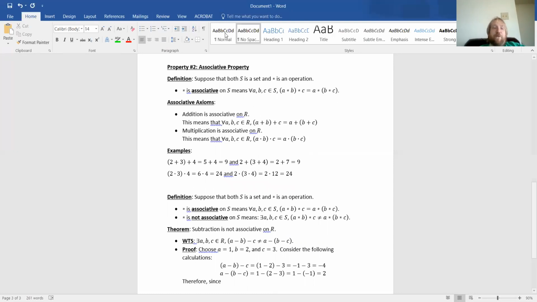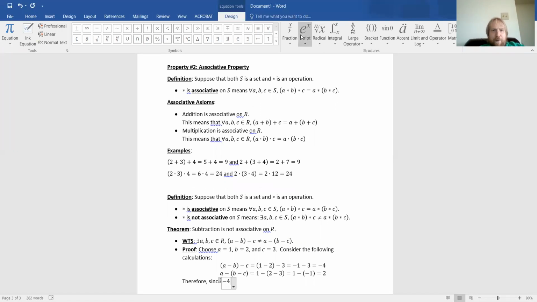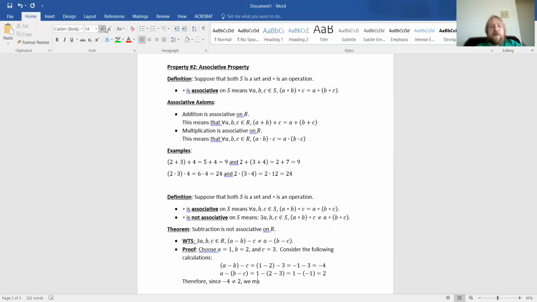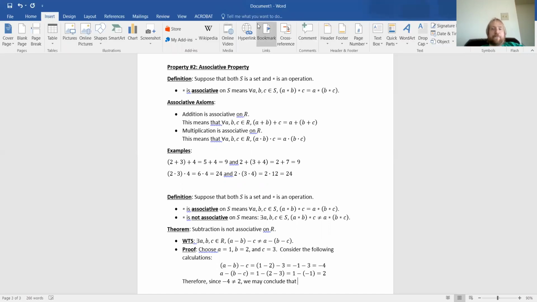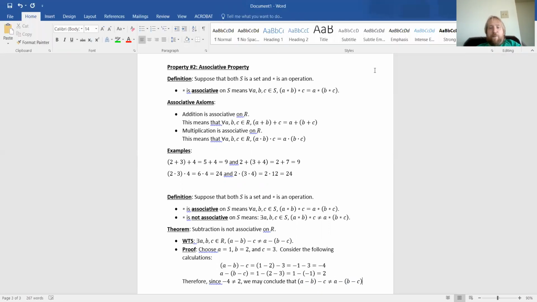Therefore, since -4 does not equal 2, we may conclude that a minus b minus c does not equal a minus b minus c in parenthesis. And then a square to end the proof.